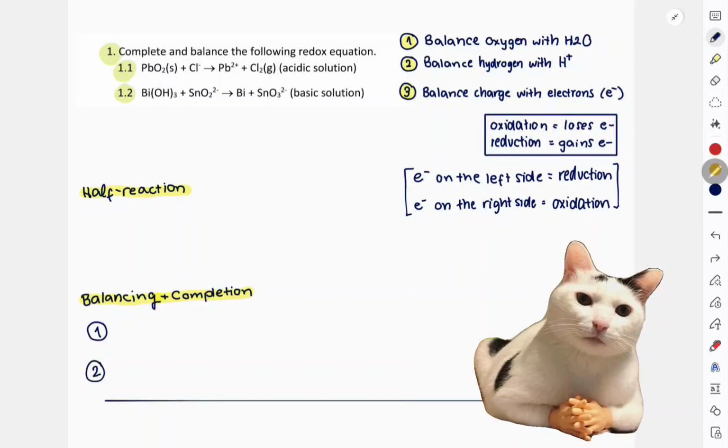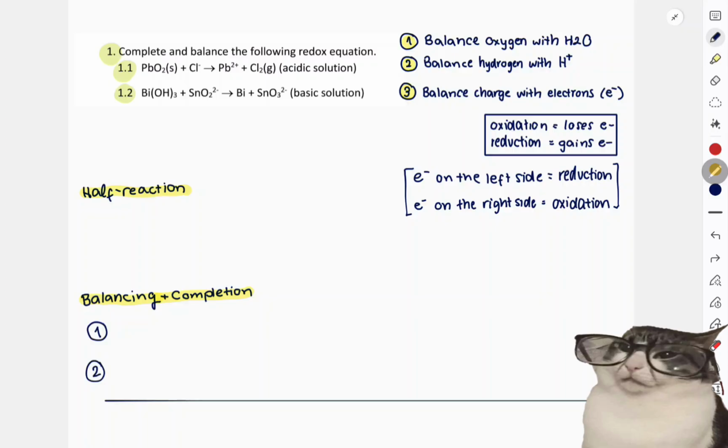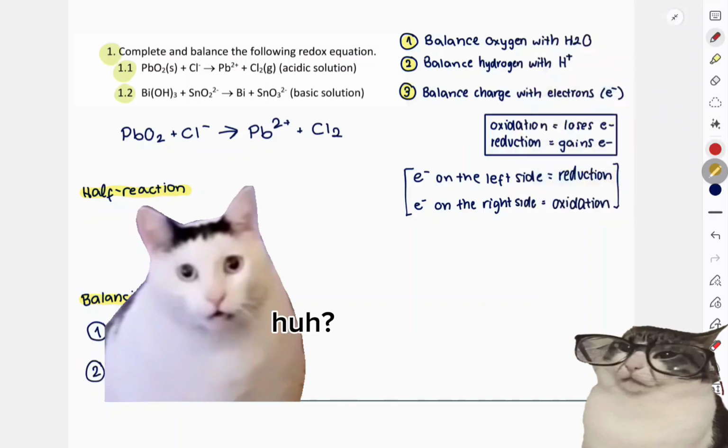Now let's balance redox equations or redox reactions. Let's look at 1.1, and here we have lead oxide reacts with a chloride ion, and that gives us a lead ion and chlorine. Now the first step is to find the half reactions.